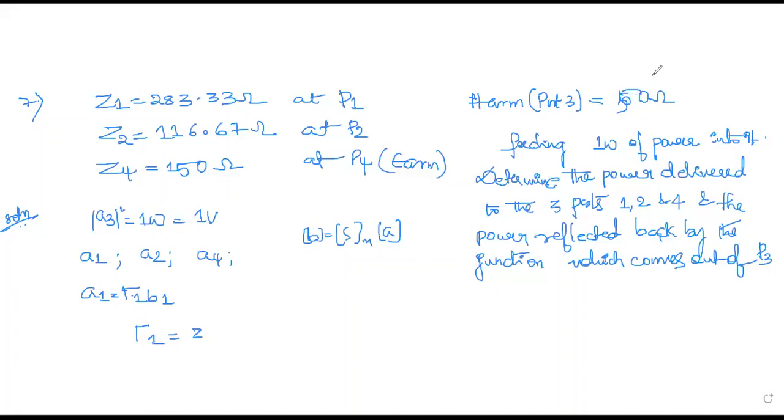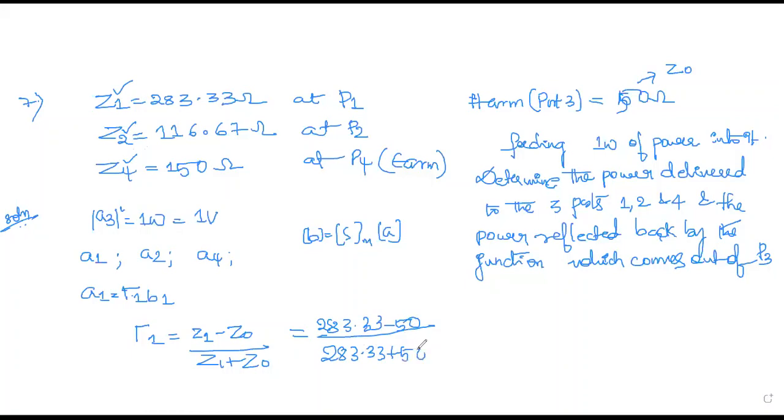Z0 is already given at your port 3, which is the input arm, that is 50 ohm impedance. Substitute here. For the first port, take it as Z1. For the second port, take it as Z2. For the fourth port, take it as Z4. Solve it. Tell me the answers. Gamma 1 will be Z1 minus Z0 by Z1 plus Z0, which will be equal to 283.33 minus 50 divided by 283.33 plus 50. Solve it. Altogether, tell me what is gamma 1, gamma 2, and gamma 4.